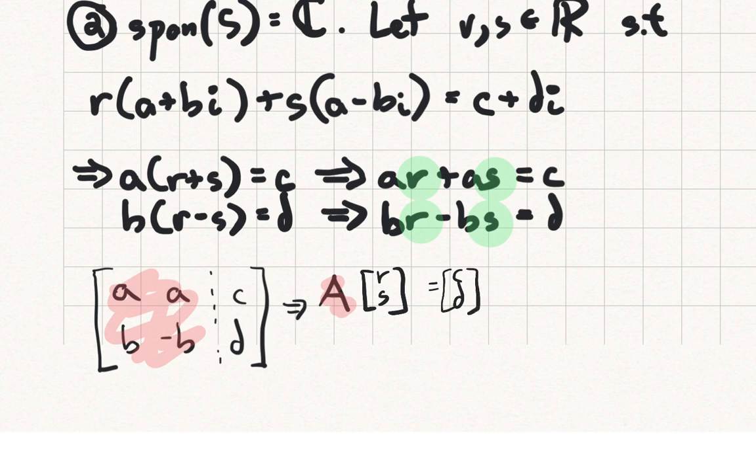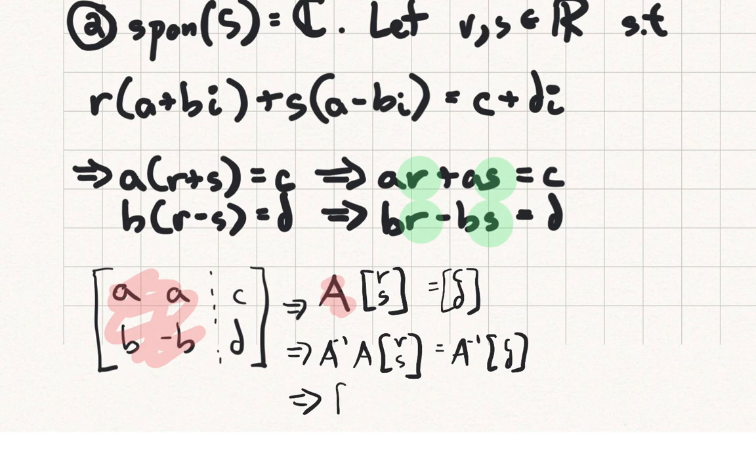So we can multiply both sides by A inverse. Equals A inverse CD. And A inverse and A cancel out to the identity, and the identity times RS is just RS. And indeed, RS is going to be A inverse times CD. So if we can figure out what A inverse is, we can multiply it by CD. So let's go ahead and do that.